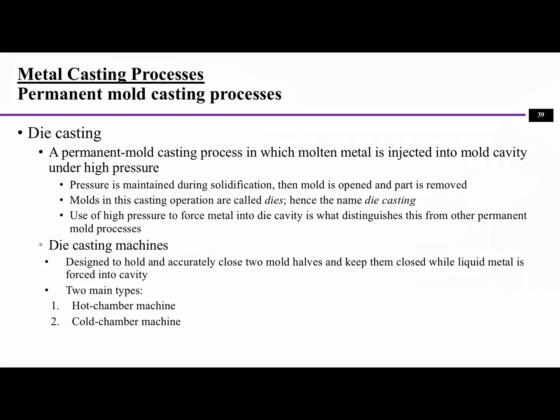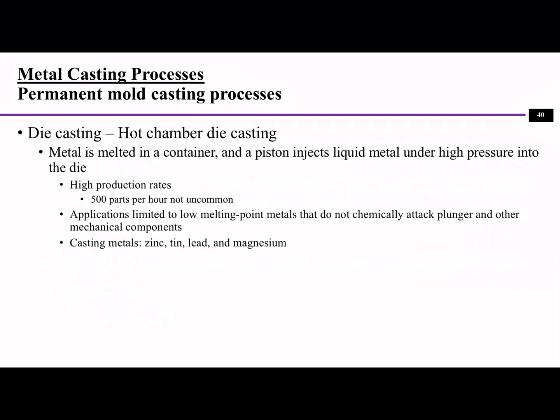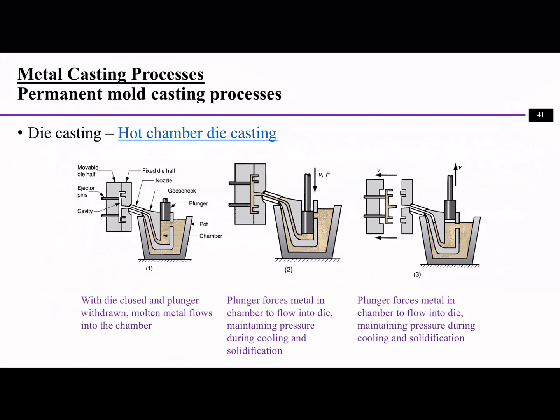Now let's look at the two different machines in die casting. For hot chamber die casting, the metal is melted in the container, and the piston injects the liquid metal under high temperature into the die. Now let's look at it.